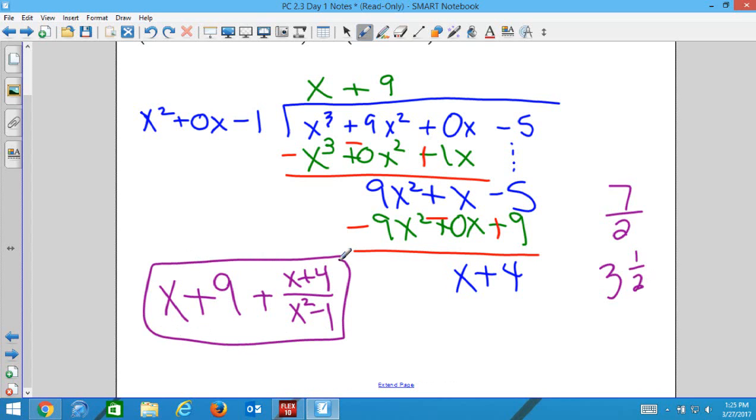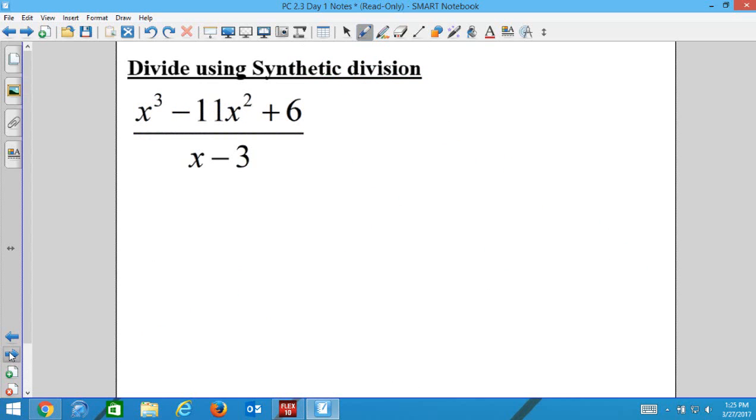Okay? So is x squared minus 1 a factor of x cubed plus 9x squared minus 5? No. It is not a factor because there's a remainder. You don't have to say that in your homework. I'm just going over it because it's going to help us do things with it later.